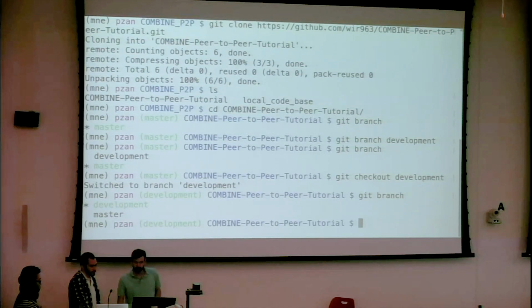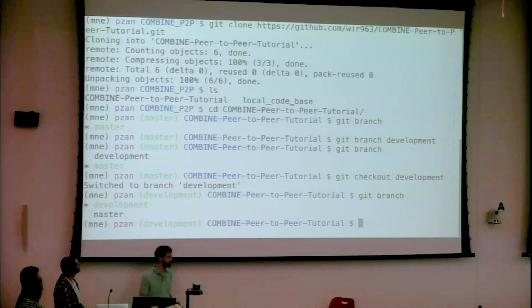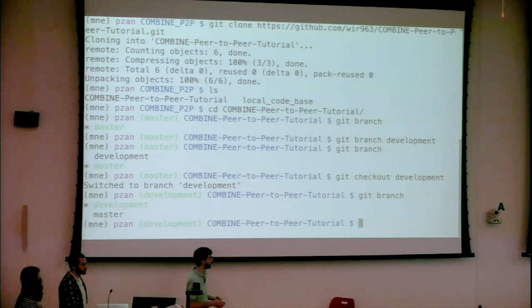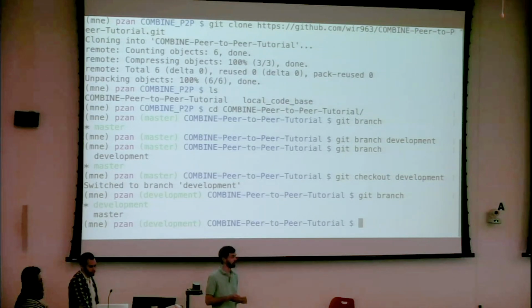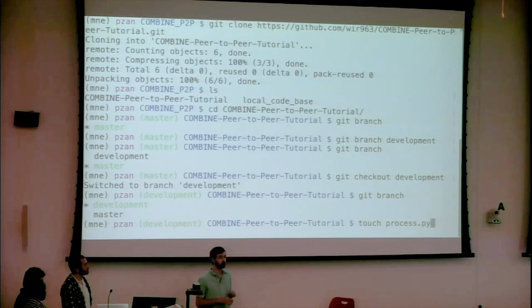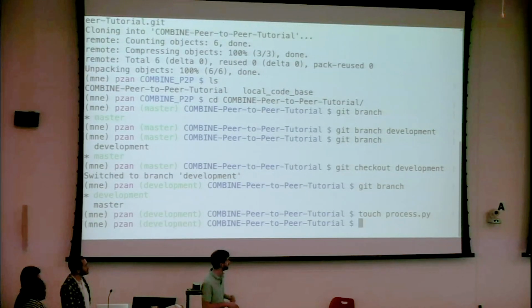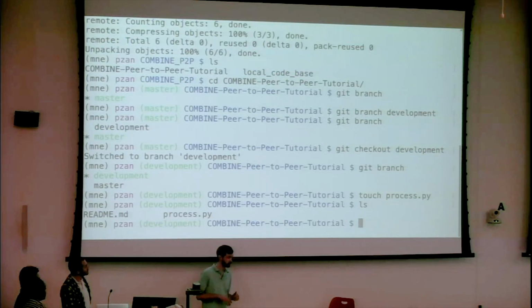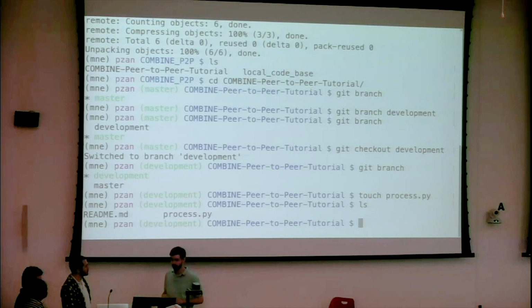Okay. Now we want to walk you through this example. We're going to create a new file and commit it to the development branch, and then we're going to walk you through two different ways to merge your code from the development branch into the master branch. So in this case, we just created a new file, and you can see that in addition to the README that was already there in the project, we now have a process.py file.